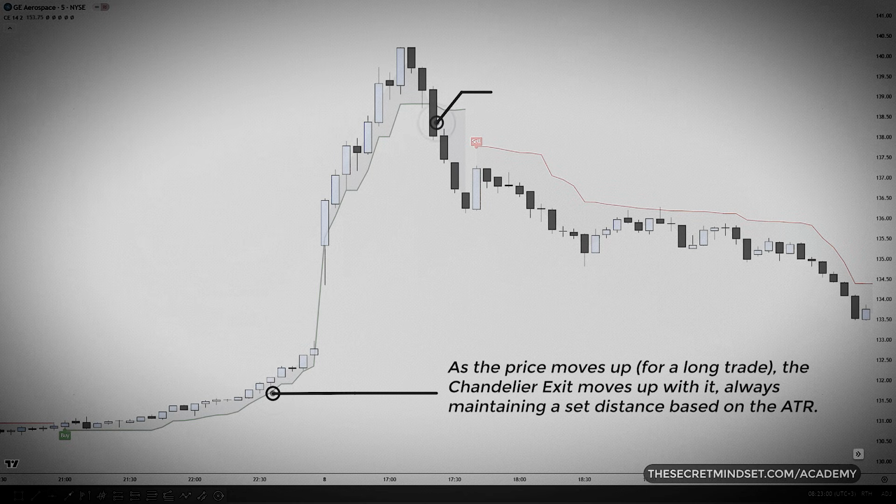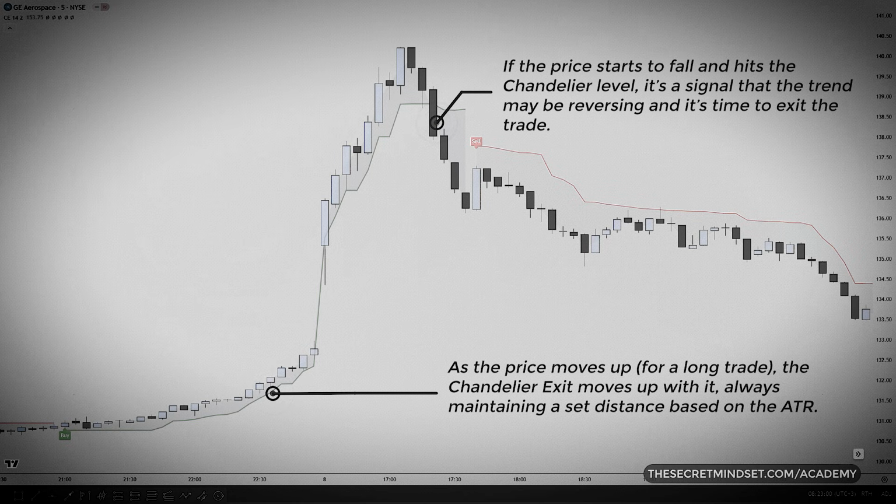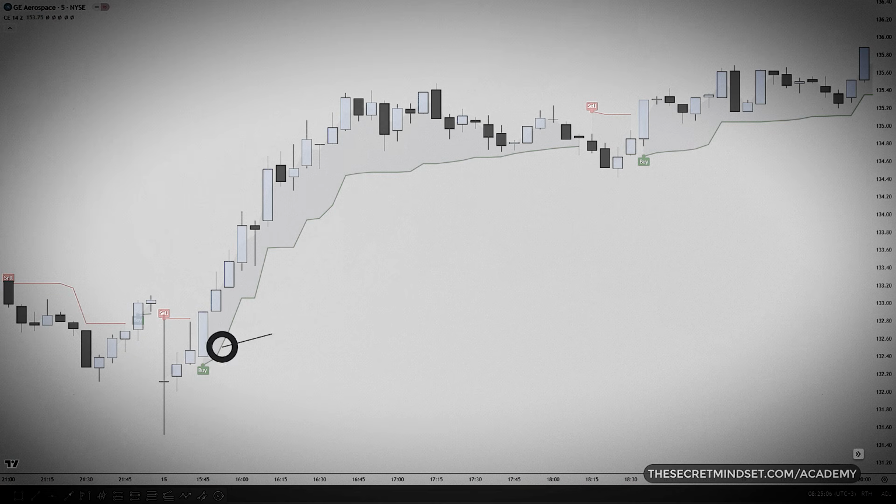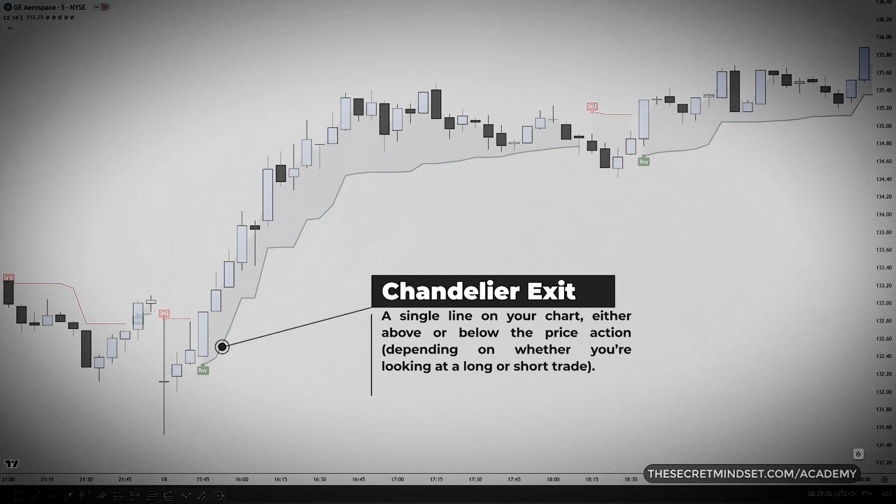If the price starts to fall and hits the chandelier level, it's a signal that the trend may be reversing, and it's time to exit the trade. The chandelier exit plots a single line on your chart, either above or below the price action, depending on whether you're looking at a long or short trade. When the price hits or crosses this line, it's a signal to exit your trade.